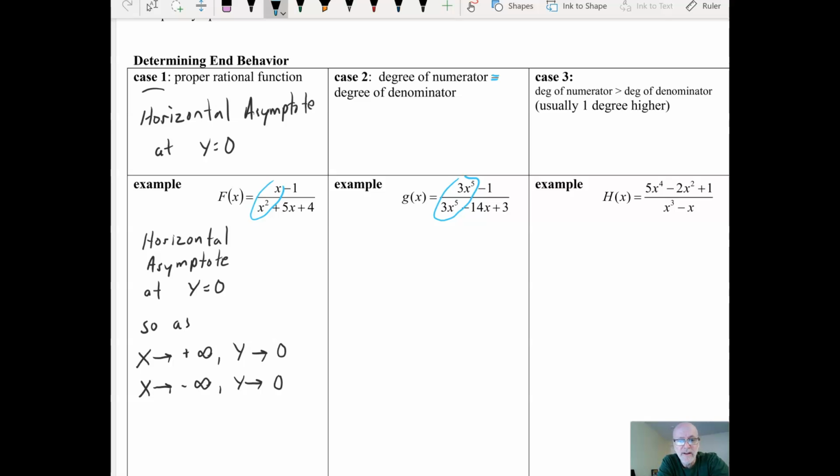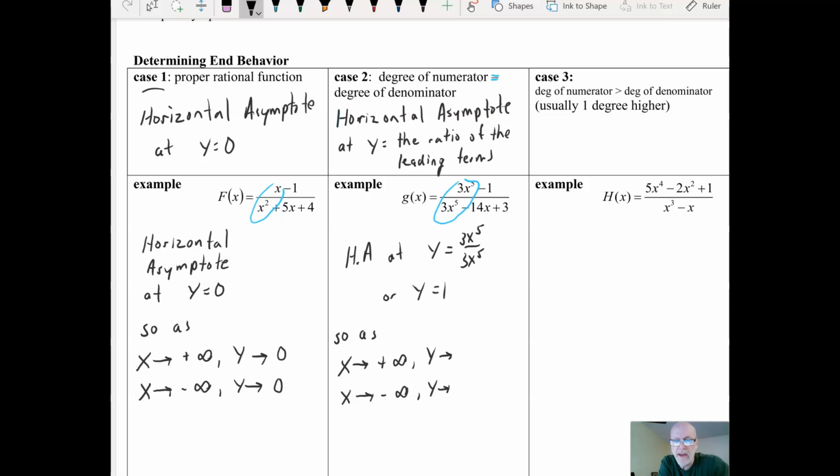When you have the degree of the numerator equal to the degree of the denominator, then you're going to get a horizontal asymptote, but this time it's not going to be at y equals 0. It's going to be at the ratio of those first terms. In this case, it's going to approach 3x to the 5th over 3x to the 5th, and we just have to reduce that, which is just 1. So we have a horizontal asymptote, HA, where y equals the ratio of the leading terms.